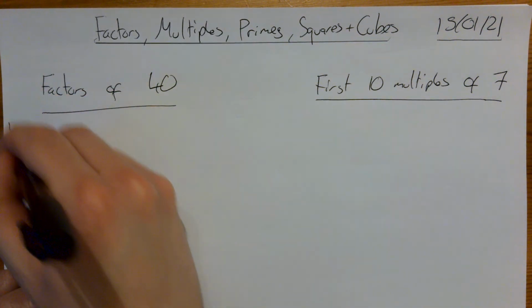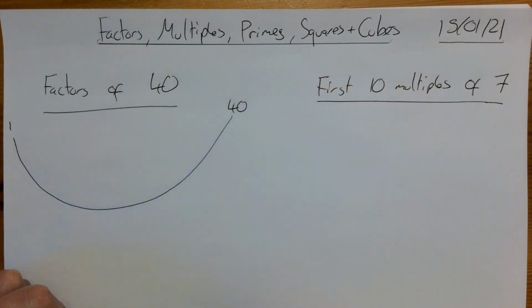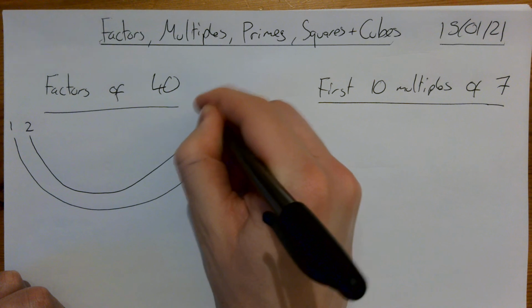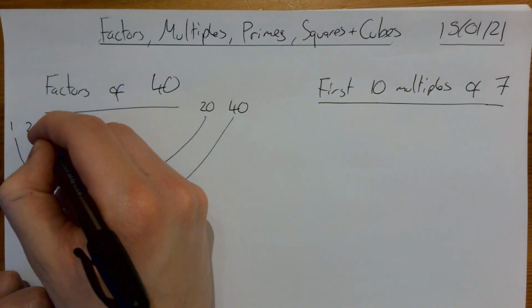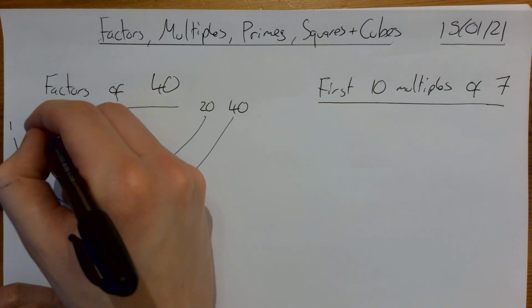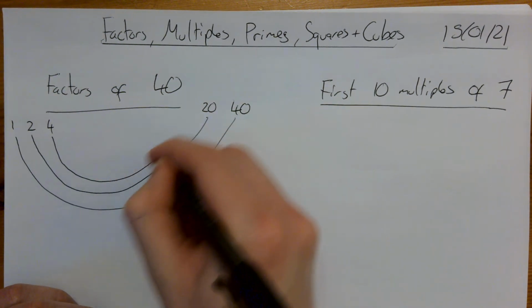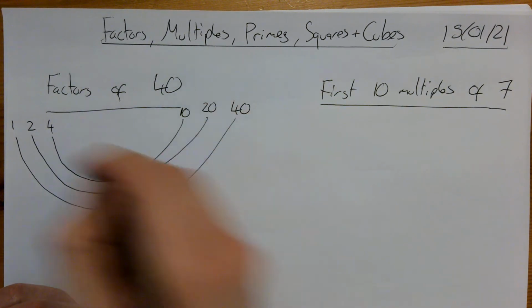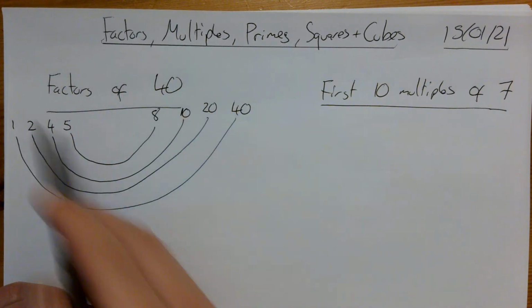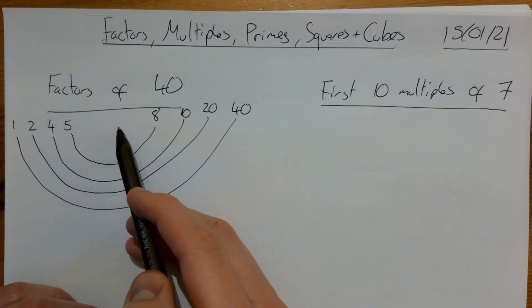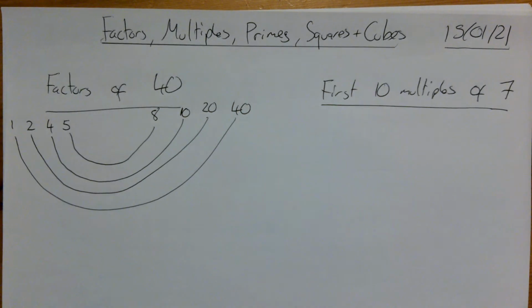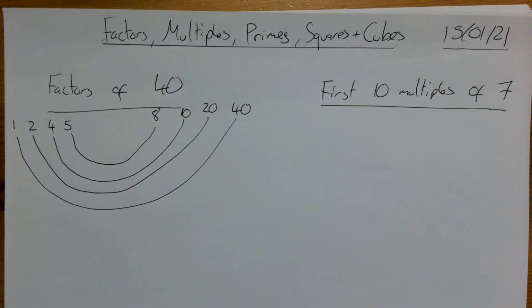I'm going to start with 1 and 40. Okay, then I'm going to say, does 2 go into it? Well, yeah, 2 goes into it. 2 goes in with 20. I need to think, does 3 go into it? Well, actually, if I count up or I check with bus stop, 3 doesn't go into it. So then 4, does 4 go into it? Yeah, I know 4 goes into it. 4 and 10. 5, does 5 go into it? Yeah, I know that 5 goes into it. 5 goes with 8. And then 6, does 6 go into it? No. 7, does 7 go into it? No. 8, does 8 go into it? Yes. But I have already got 8, so that means I've got all of them. So those are all the factors of 40.